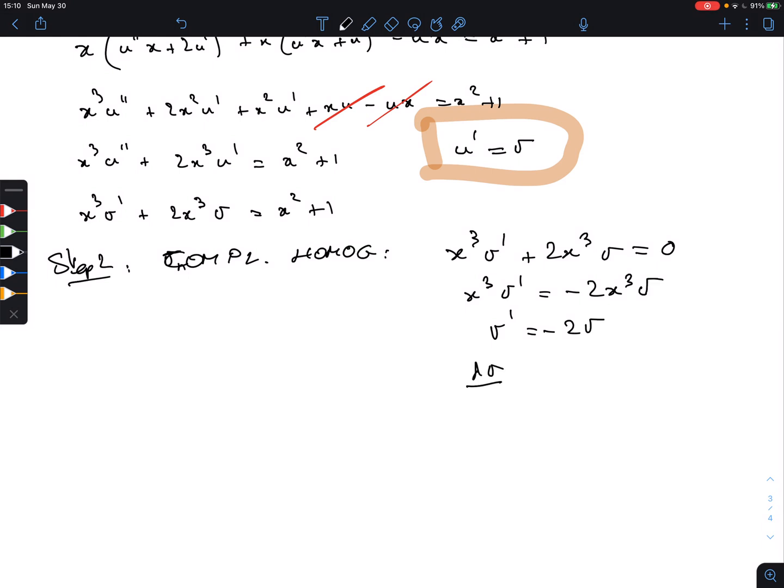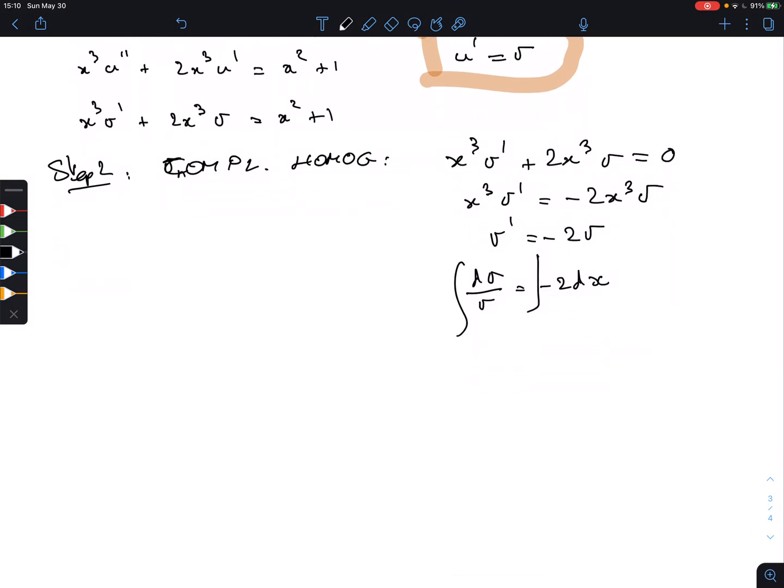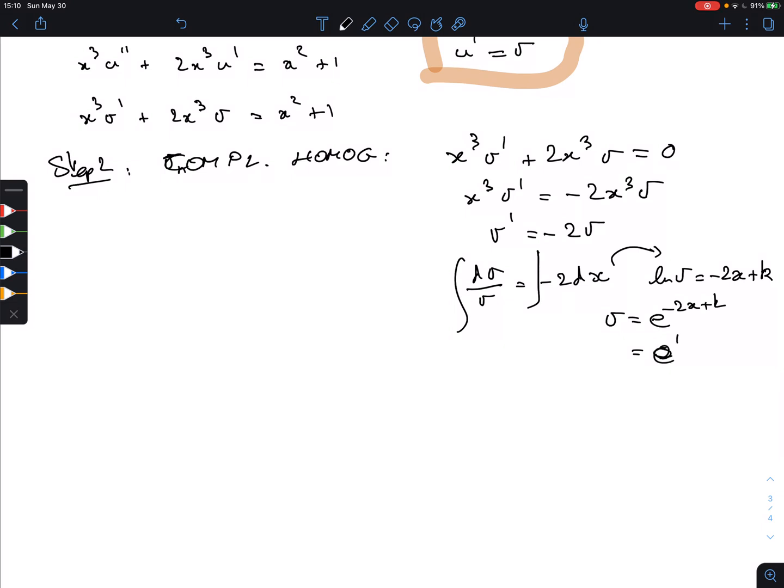So that means dv over v is equal to minus 2 dx. Just doing my usual stuff, separating the variables. So ln v is minus 2x plus a constant, let's call it k. If I exponentiate, v is e to the minus 2x plus k. We've done this so many times, I can go a little bit quicker. Then e to the k times e to the minus 2x, and e to the k I'm renaming as c. I'm giving myself the liberty to do it this way. Okay, that's the homogeneous one. So that's part 1 of step 2.